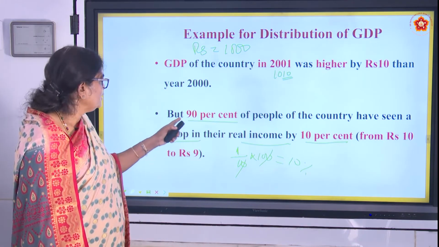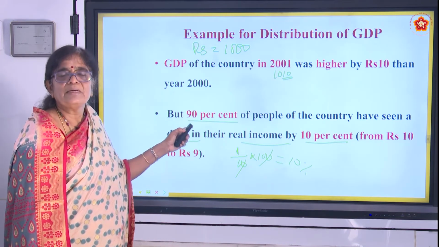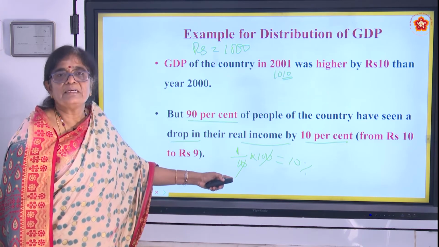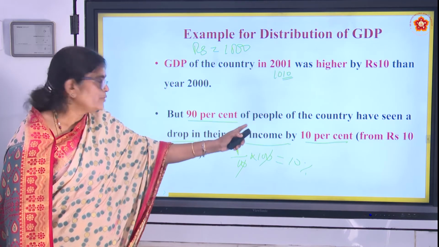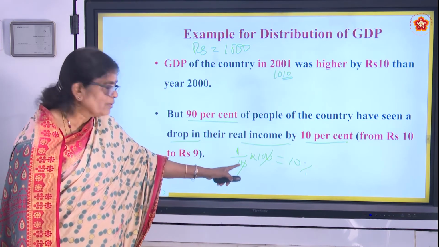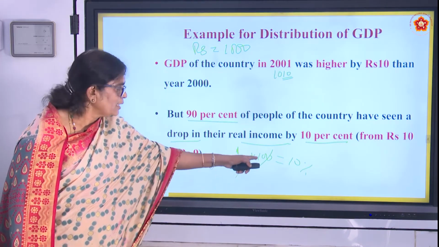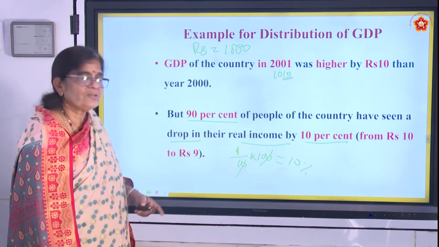10%. Therefore, 90% of the population's income has declined by 10% compared to the year 2000. Why? 10 to 9, it declined. Therefore, change in income is 1. For original income 10, for the 100%, how much? 10%. I hope you understood.